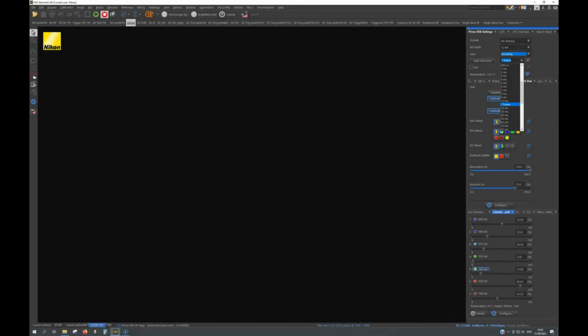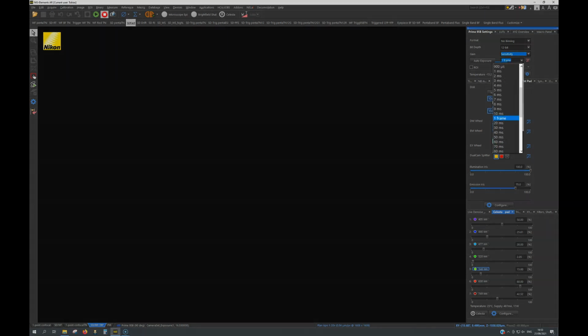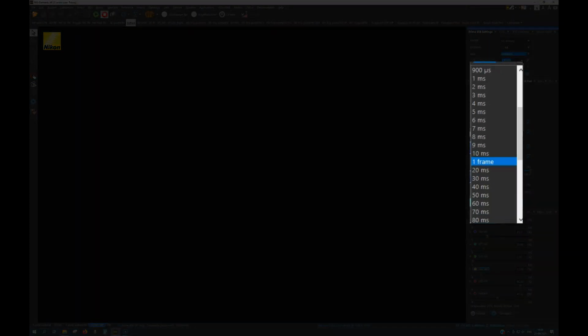We then proceed to set the exposure time. In the list you will see some of the available exposure times we can use. There is also an entry called 1 frame with an unspecified exposure time. We only know that it's between 10 and 20 milliseconds long. This setting gives us the highest available frame rate for continuous acquisition.